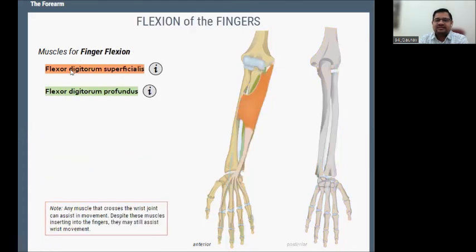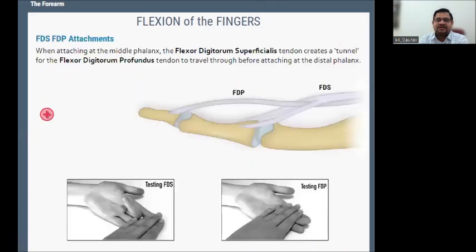For flexion of fingers, there are the digitorum muscles: flexor digitorum superficialis and flexor digitorum profundus. You can remember they are coming from the anterior compartment only. Next, for flexion of fingers, FDS and FDP attachment: when attaching to the middle phalanx, the flexor digitorum superficialis tendon creates a tunnel-like thing for the flexor digitorum profundus tendon to travel through before attaching to the distal phalanx. You can see this tunnel. Flexor digitorum superficialis is creating a tunnel for flexor digitorum profundus to go and get attached on the upper part.